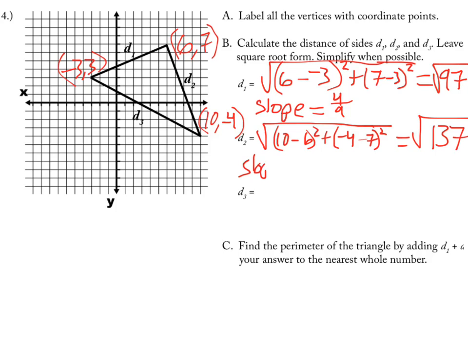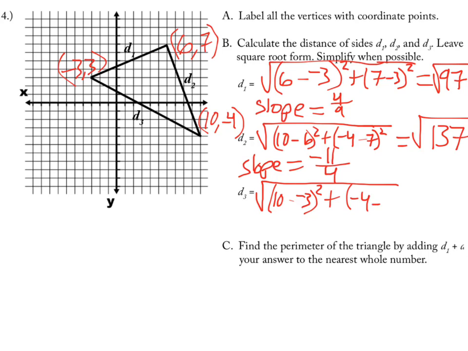The slope on this guy, well, your rise right there, negative 4 minus 7 gives you negative 11, and the run was 4. And finally, a D3 is bottom side of this triangle. The x's, when you subtract them, so 10 minus negative 3, square that, and then add negative 4 minus 3, that gives you that. Okay, 10 minus negative 3 is the same thing as 13, and when you square that you get 169.